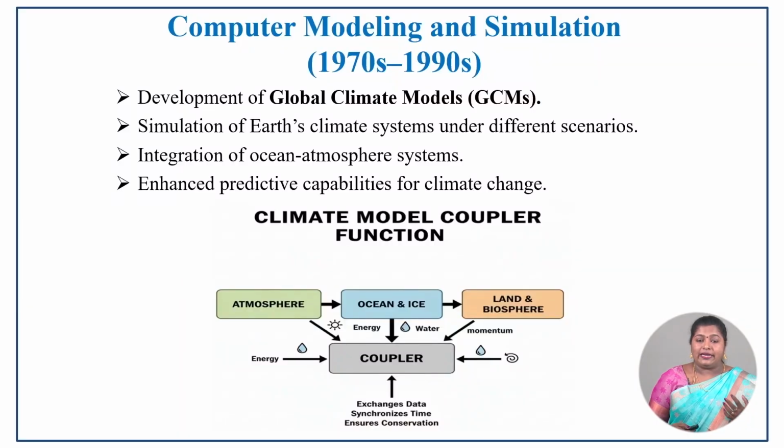Computer modeling and simulations evolved in the 1970s to 1990s, developing global climate models. The simulation of Earth's climate system under different scenarios and the integration of ocean and atmospheric systems were done. Enhanced predictive capabilities for climate change evolved in this period.